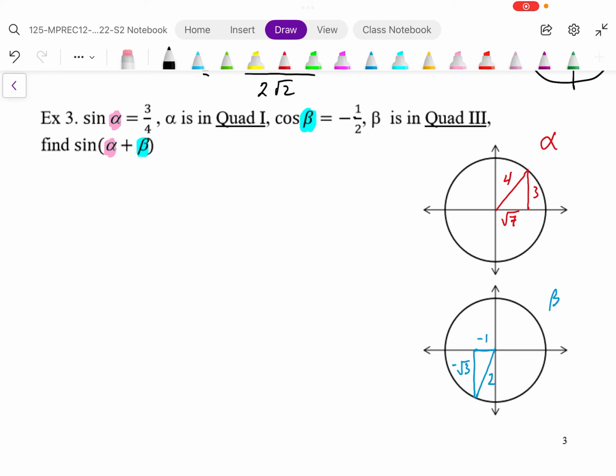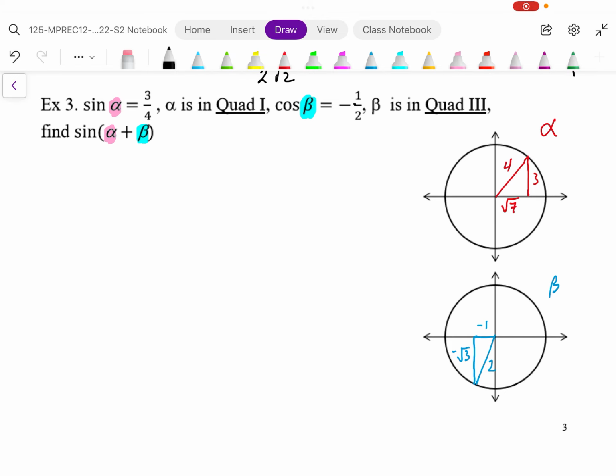So when we're given a ratio like this, we want to define the ratios for angle alpha by drawing it in a circle. We've been given cosine beta as a ratio, but although it's given as a ratio, we can draw the picture in the circle using that ratio. So cosine is horizontal, -1 over 2. It's in quadrant 3, so it's down. So that third length is going to be negative root 3. So this allows us to define the alpha and beta angles.